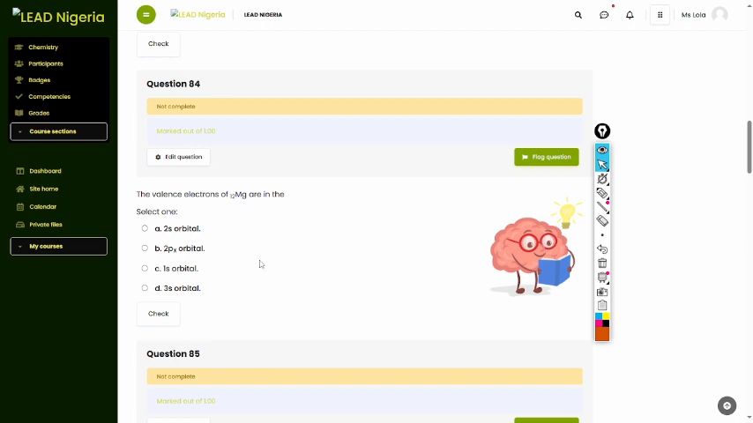The valence electrons of magnesium are in the, okay, so we write out the configuration for magnesium here. So with an atomic number of 12, the configuration is 1s2, 2s2, 2p6, and 3s2. So the valence electrons of magnesium are in the 3s orbital, the last orbital here. So the answer is D. So we'll go with D.